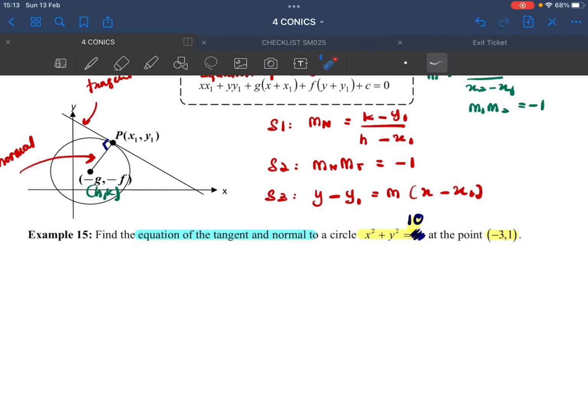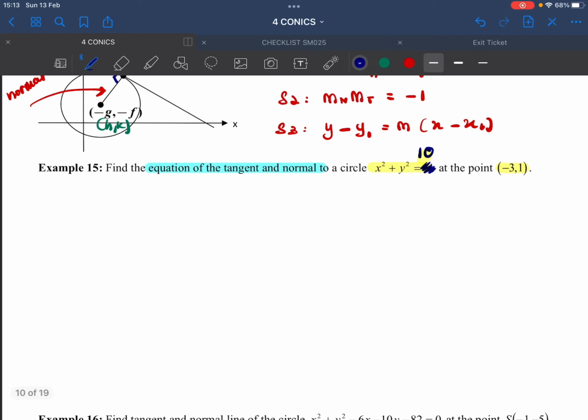Okay, so the first step is we have to find the gradient of normal. But before that, let's write the center. This is the equation that we have: x squared plus y squared equals 10. Make sure you already changed the question here. To find the center, we know that the center is at the origin, which is (0, 0).